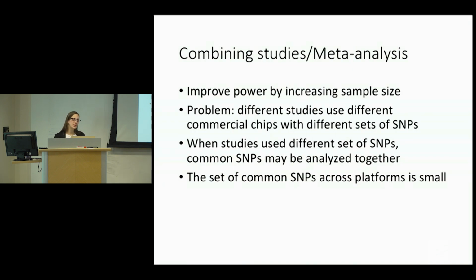When we do a study where we're combining multiple studies and doing a meta-analysis, we typically do this to improve power by increasing our sample size, allowing multiple studies to contribute to the genome-wide association study. The problem with doing a meta-analysis is that different studies typically use different commercial chips with different sets of SNPs on those chips for their genotyping arrays. When studies use different sets of SNPs, common SNPs can be analyzed together, but this set of common SNPs across platforms is typically relatively small.